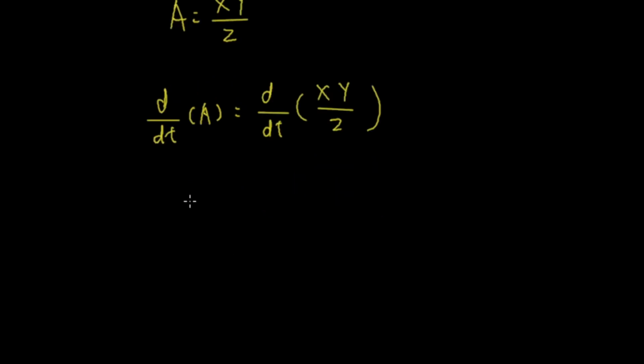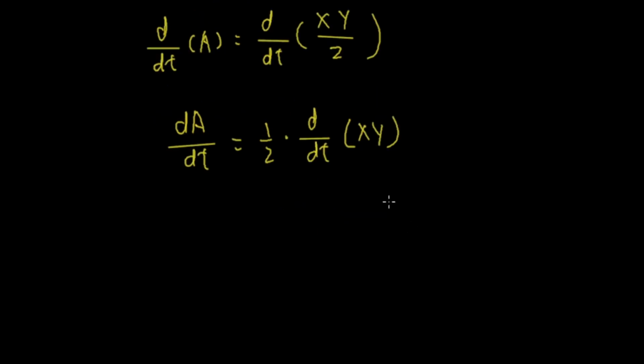Then right away, this side is basically equal to dA over dt. Now, how about this? We know that 1 over 2 is just a constant, so I can move it out here. Now, what do we see? It's like x times y is a function times another function. It's a product of two functions, right? If we see it that way, we can use the product rule to find the derivative of this.